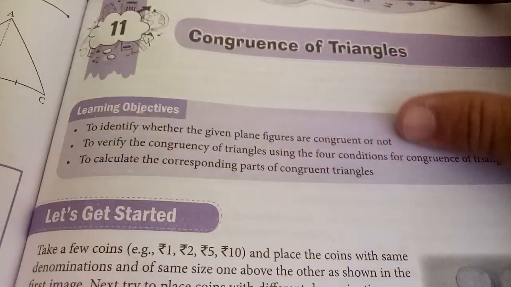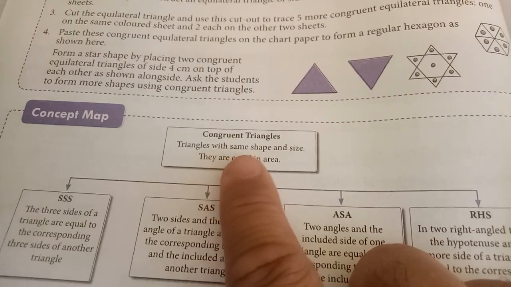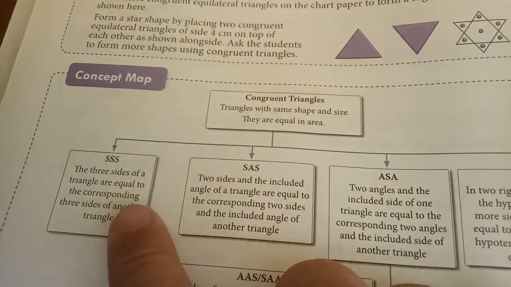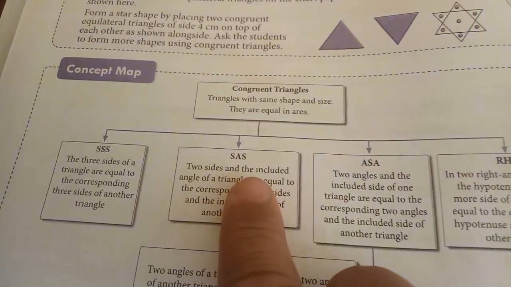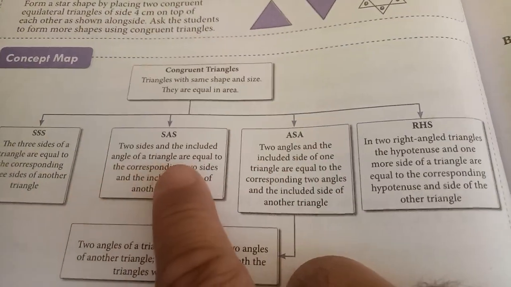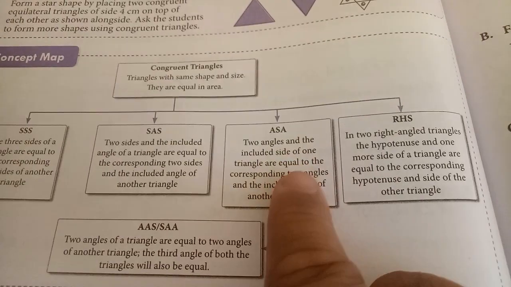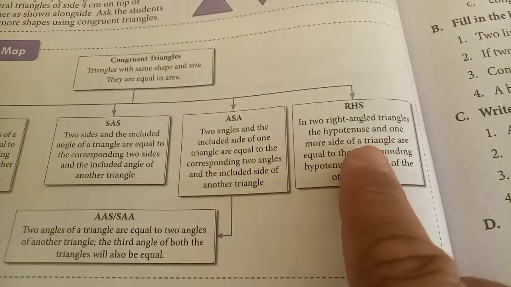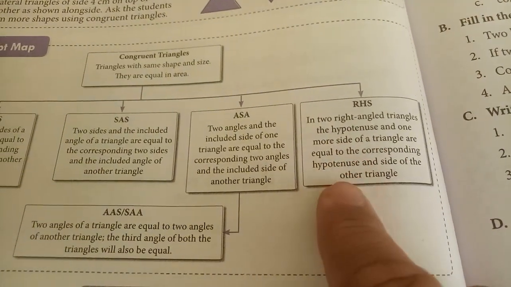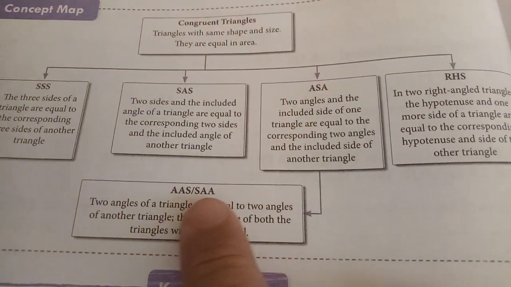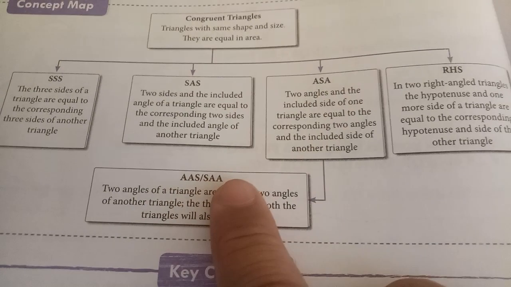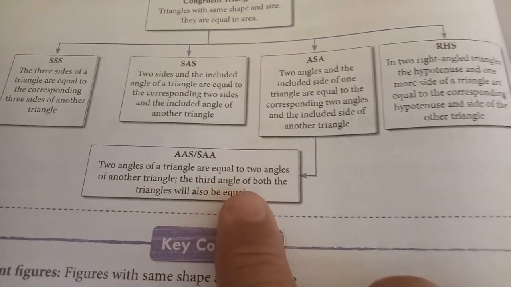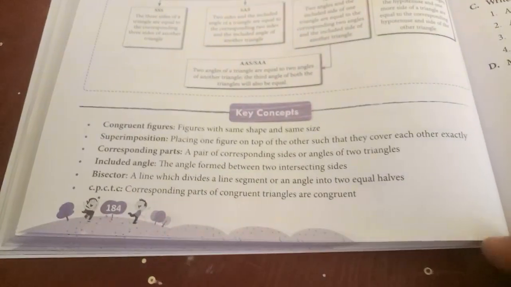Chapter 11, Congruence of triangles. Congruent triangles have the same shape and size, so equal area. SSS, side side side: the three sides of a triangle are equal to the corresponding three sides of the other triangle. SAS, side angle side: two sides and the included angle. ASA, angle side angle: two angles and the included side. RHS, right angle hypotenuse side: the hypotenuse and one more side of the triangle are equal to the corresponding hypotenuse and side of the other. AAS can also be used in place of ASA: if two angles of a triangle are equal to two angles of the other triangle, the third angle of both triangles will also be equal.